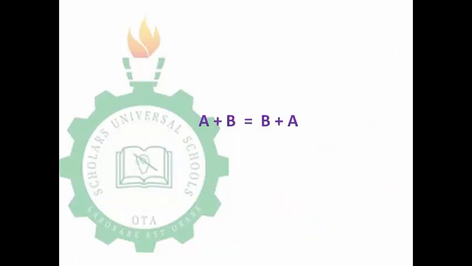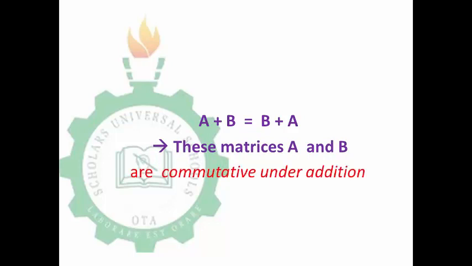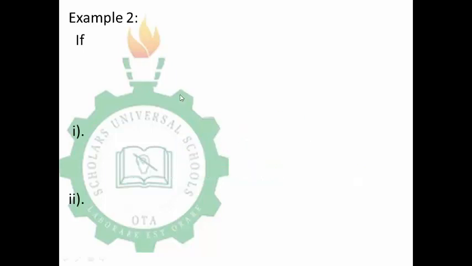So we can conclude here that A plus B equals B plus A. These matrices A and B are what? They are commutative under addition. If you say 2 plus 3 equals 5, and you say 3 plus 2 equals 5, then you say 3 and 2 are commutative under addition. So let us now go to example 2.